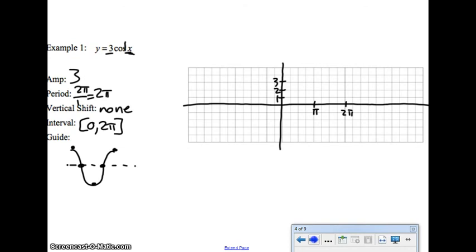All right, so my interval is 0 to 2 pi. I'm going to start at 0, and since it's cosine, looking at my guide, I'm at the max. And 2 pi is where I end, also at the max. Halfway in between at pi, I'm going to be at the minimum of -3. And then I have my halfway points at the x-axis. Once I have that pattern, I just repeat it for the rest of the graph. And now we can draw in our curve.